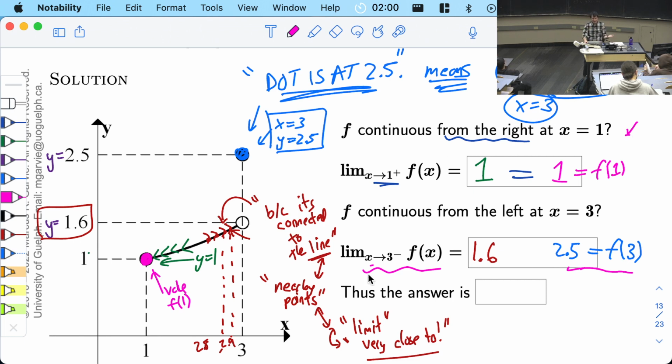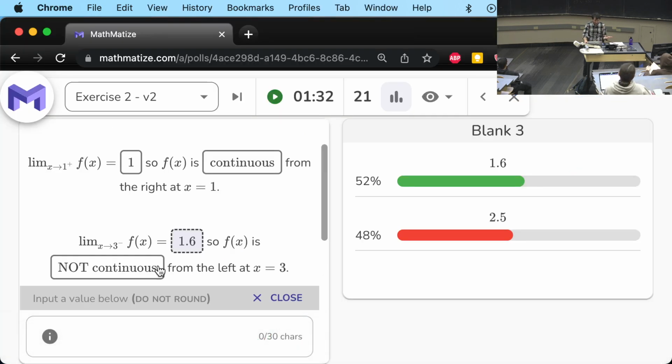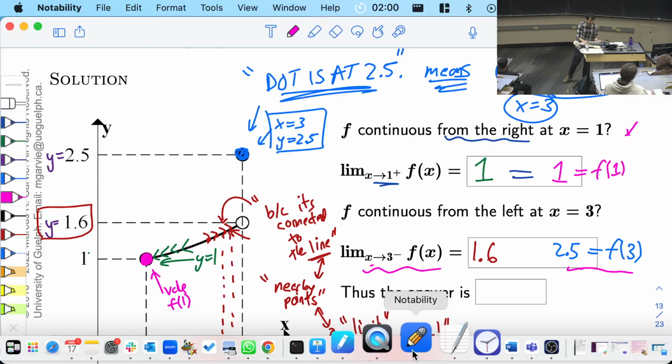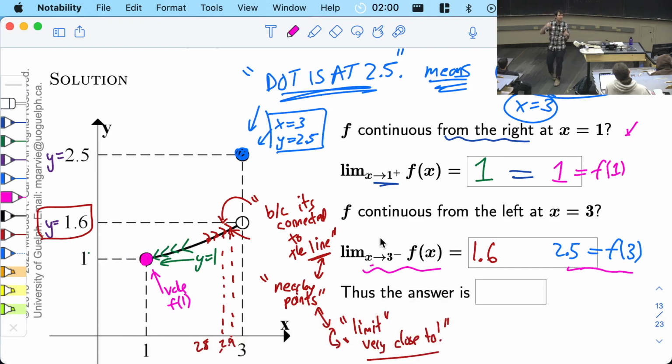The last question was, is it continuous or not? And the answer is not continuous, which most people got. You can just see from the picture, it looks like a not continuous function. It looks like you cannot draw it without taking your pen off the page, and that intuition is correct. Mathematically, how would you express that it's not continuous? You would say, look, this number 1.6 and this number 2.5 are not equal. So as soon as they're not equal, it is not continuous from the left. Continuous from the left is just saying that those two things are equal. We just figured out that they were not equal. Therefore, it's not continuous from the left.